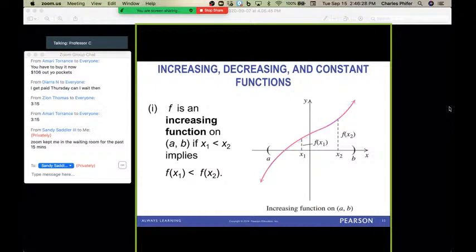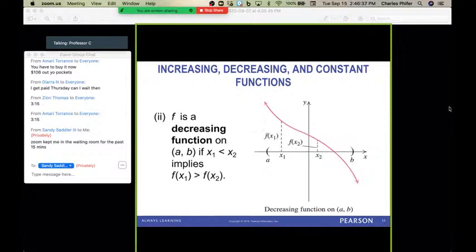So increasing means, in a graphical sense, as we trace the graph left to right, it goes up over some part of the domain. Decreasing is similar. As we trace the graph left to right, it goes down. We say a function is decreasing on an open interval if whenever x1 is less than x2, that implies f of x1 is greater than f of x2. The simple explanation again, as we trace it left to right, is going down.